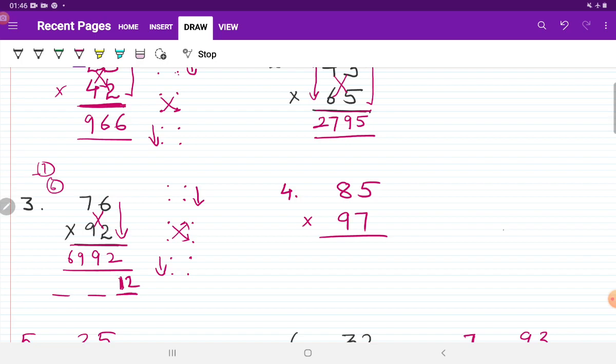Then diagonally we'll multiply: 7 2s are 14, 9 6s are 54. 14 plus 54 is 68. We'll write 68 here simply. Then 9 7s are 63. We'll write 63 here. Now what to do?